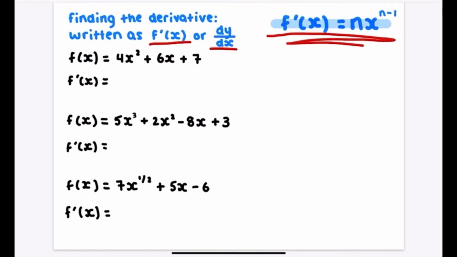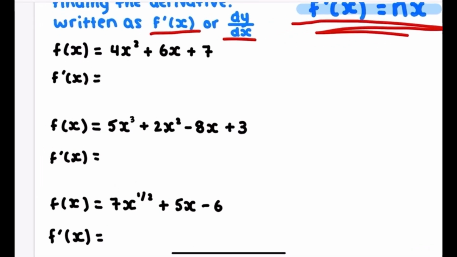This is the equation used to differentiate each term. In simple terms, you must multiply the x term by the original power and then subtract 1 from this original power. I'll show you how to do this in these example questions.